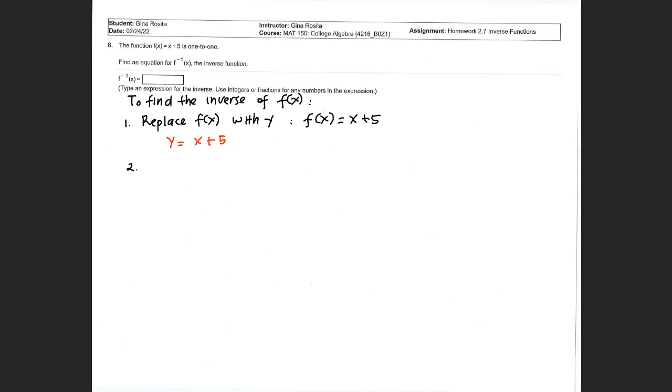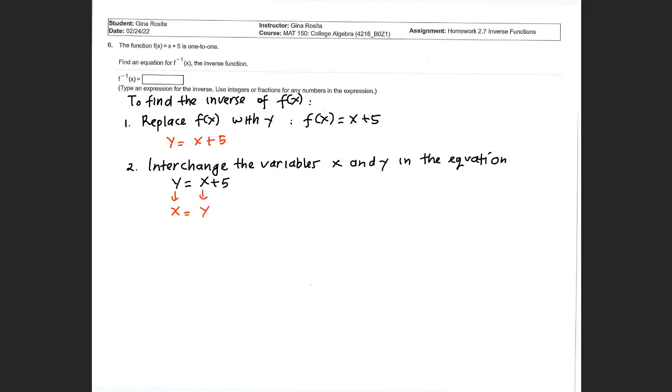Step 2: interchange the variables x and y in the equation. Change y equals x plus 5, this equation. Now you have to change x to y and y to x. So the answer is x equals y plus 5.